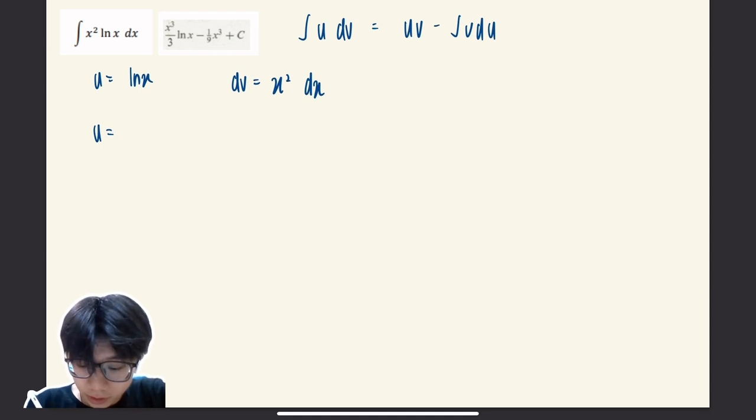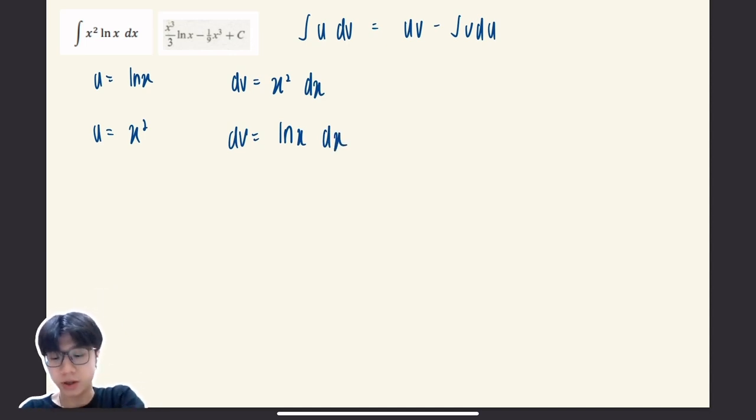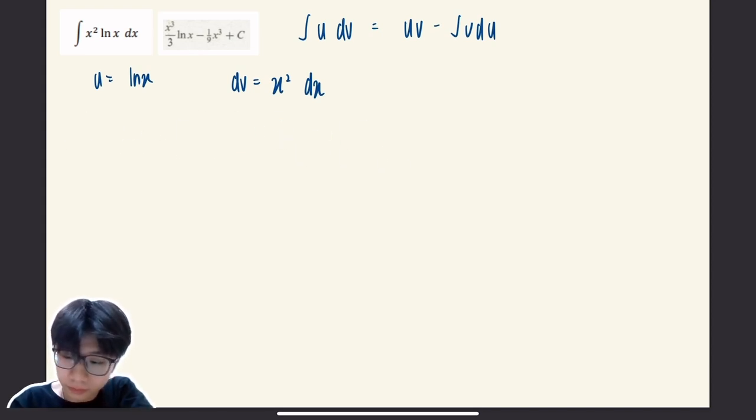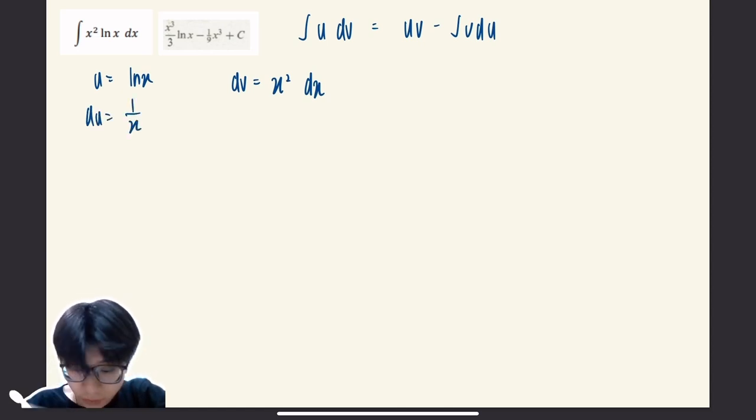If I put dv equal to ln x dx, you can see it's quite hard to integrate ln x. That's why I choose to integrate x squared. Now we can do it. It's quite easy. du is equal to 1 per x dx, because differentiating ln x is 1 per x. And v is equal to x cubed over 3.